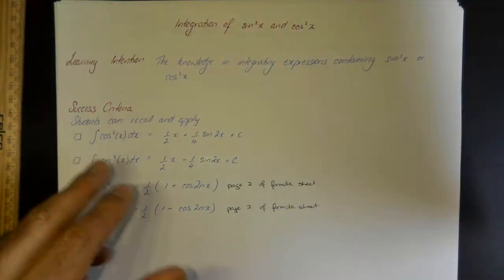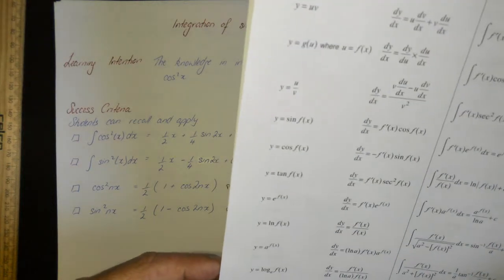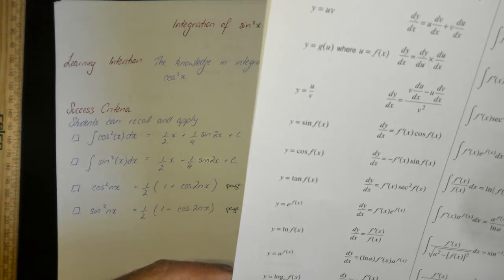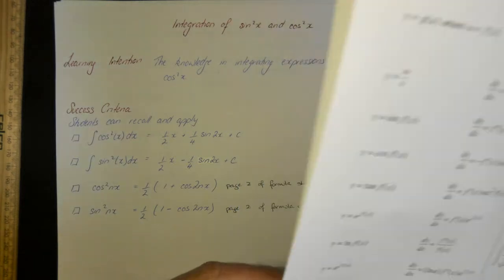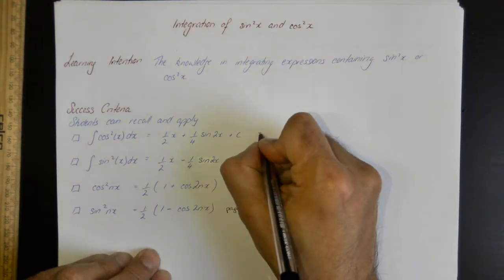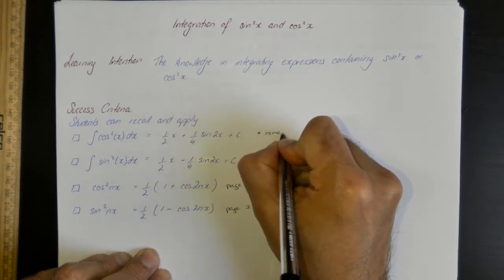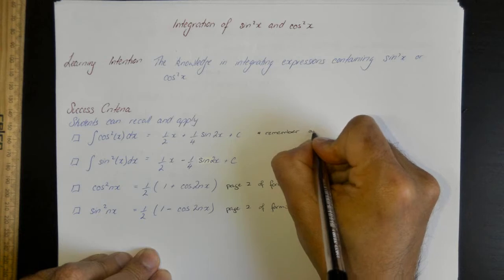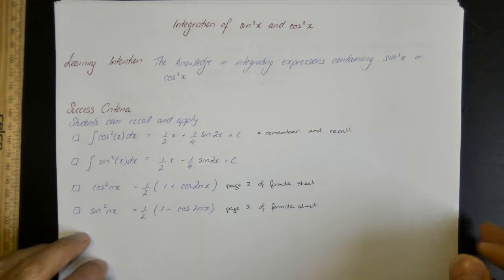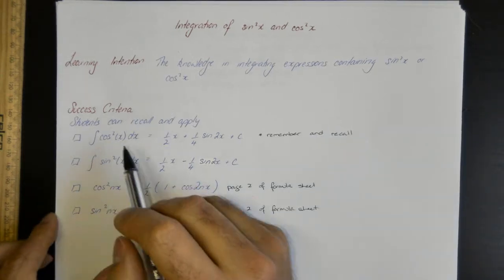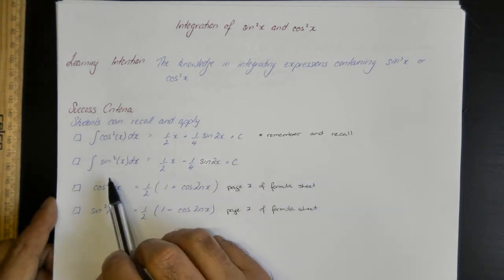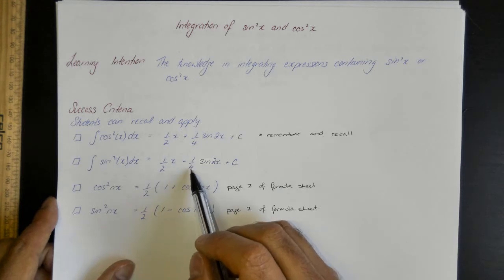Now the integrals are not there. That's okay. These are ones that we should remember. The integral of cos squared x equals a half x plus a quarter sine 2x, and the integral of sine squared x equals a half x minus a quarter sine 2x.